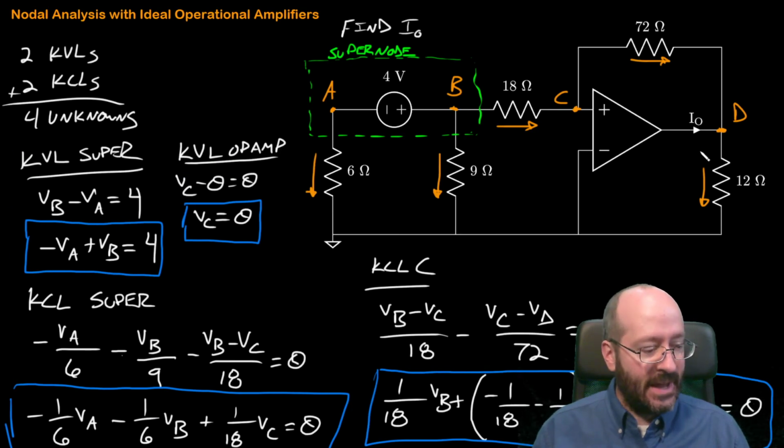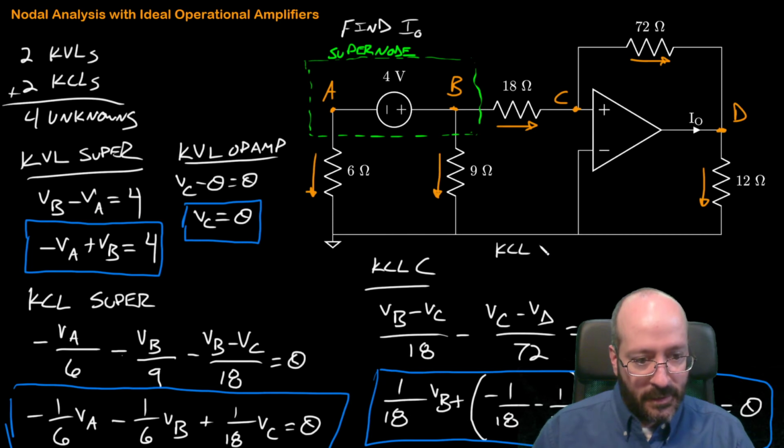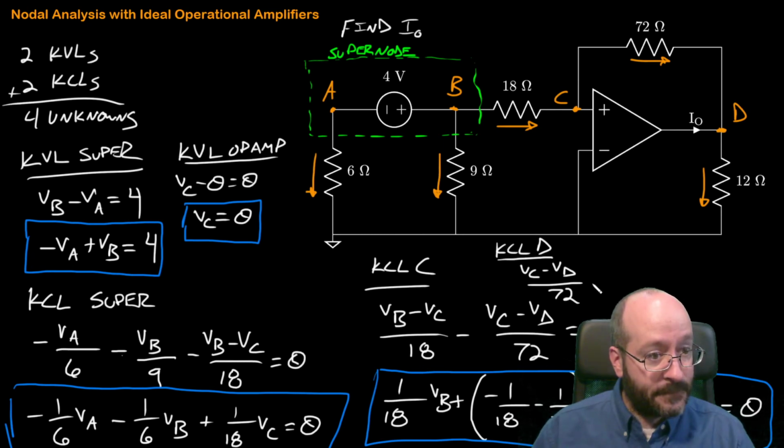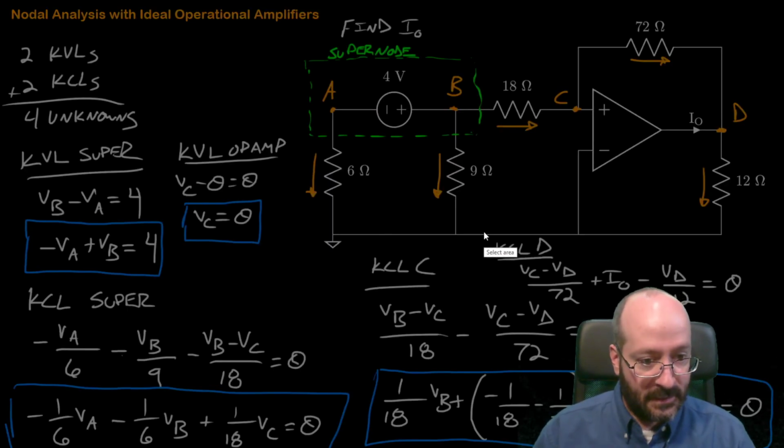We've got to go find I out, and we're going to find that by writing the KCL here. Now we can do it, right? KCL for D, and I have this current coming in, so it's VC minus VD over 72, and I have IO also going in, and then I have VD minus 0 over 12 going out, and that's all equal to 0.